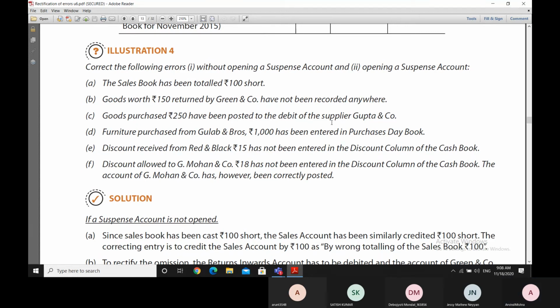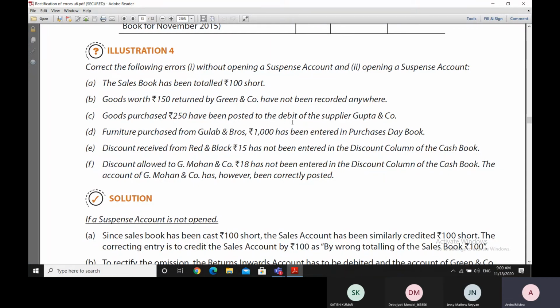So since we have debited supplier Gupta and Company and we have not credited him, there would have been a difference in the trial balance of rupees 500. And when the difference of 500 would have been there in the trial balance, we would have opened a suspense account and we would have put that difference into the suspense account.